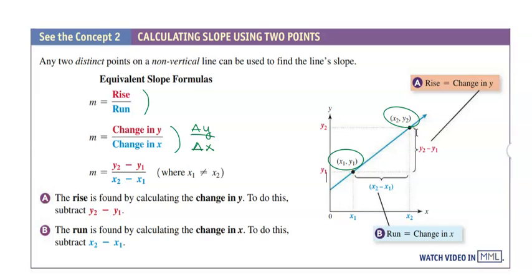So if you look here, you see that the change in y is the distance from the first point to the second, and the change in x is the horizontal distance from the first point to the second. So that is called the run. Rise and run. And we can do that just from the points without graphing. The rise is found by calculating the change in y, and the run is found by calculating the change in x.